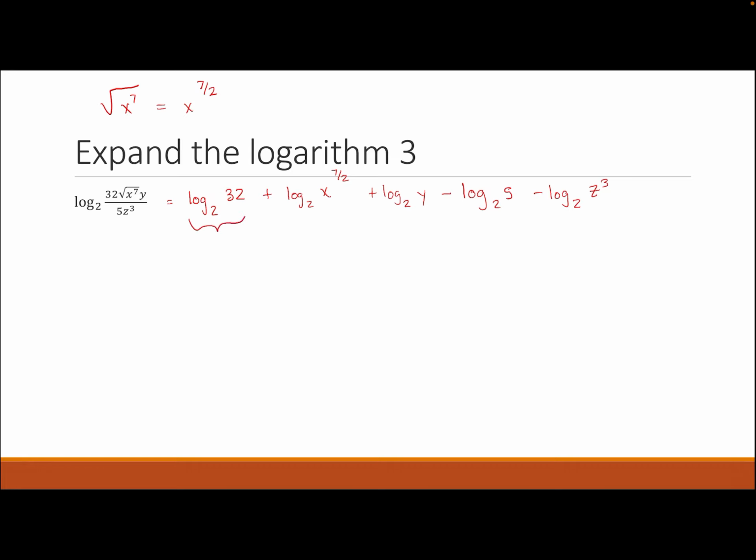And log base 2 of 32, 2 to what power is 32? That's going to be 5. So we have 5 plus 7/2 log base 2 x plus log base 2 y minus log base 2 5. We can't actually do anything with that. And minus 3 log base 2 z. So that's fully expanded.